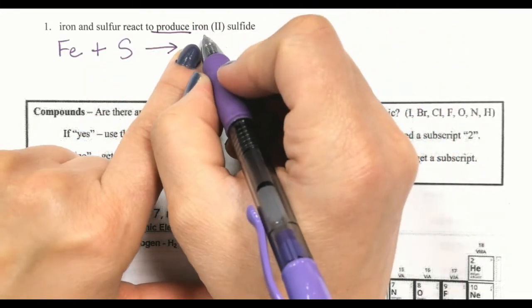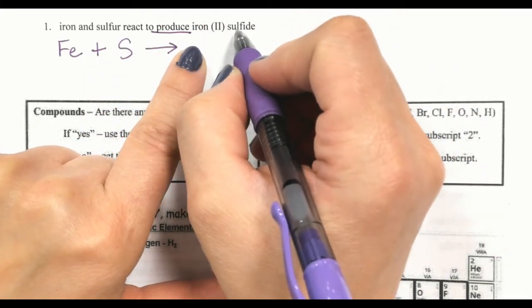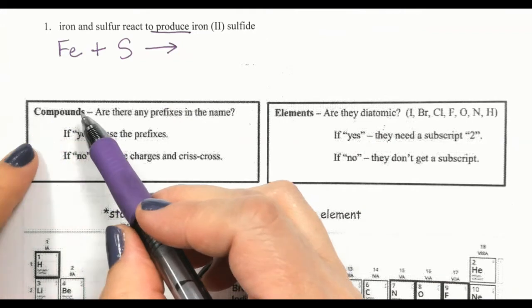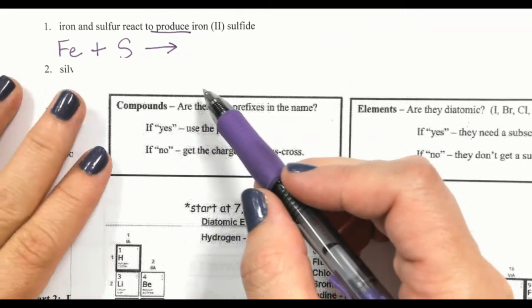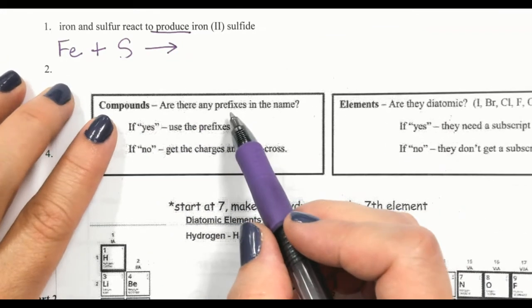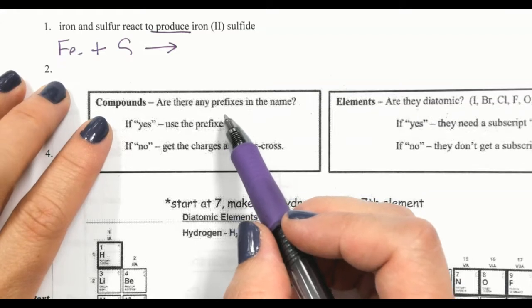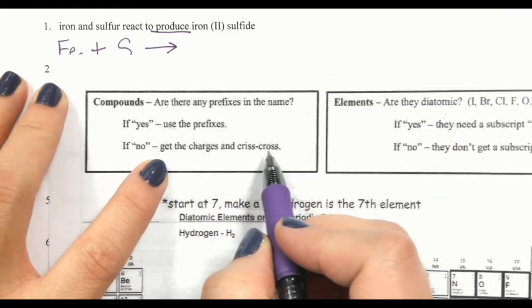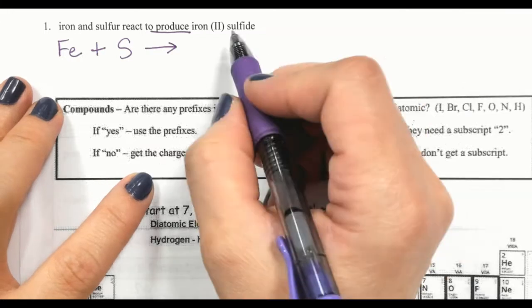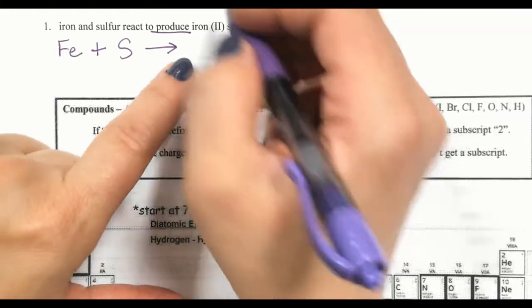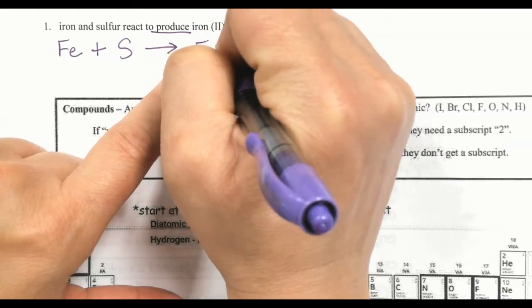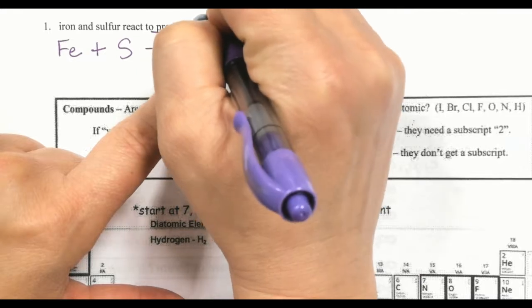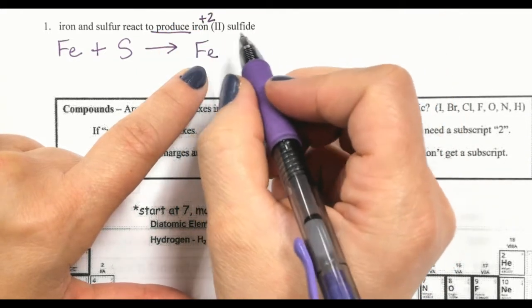And then on the right side of that arrow, we have iron(II) sulfide, and that is a compound. Since it's a compound, the question is, are there any prefixes? There are no prefixes, so we're going to get the charges and crisscross them. First of all, iron, Roman numeral 2: the iron symbol is Fe, and the Roman numeral 2 tells me that this has a +2 charge.